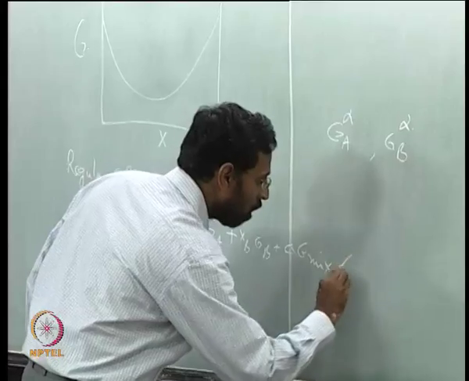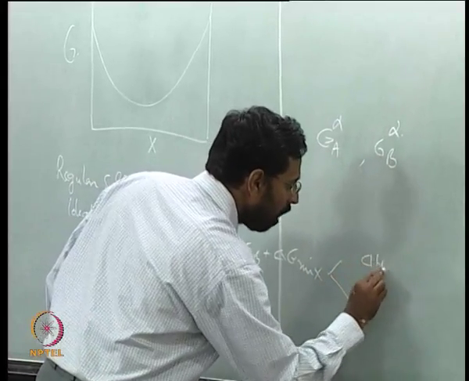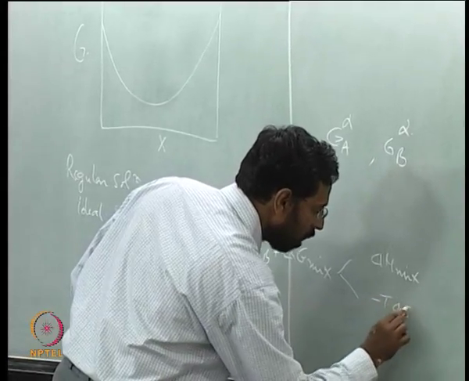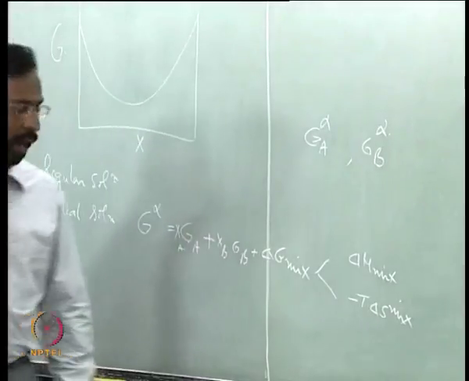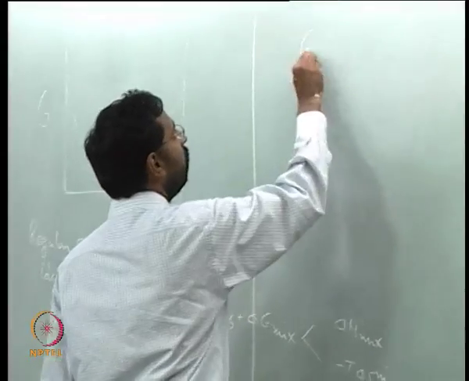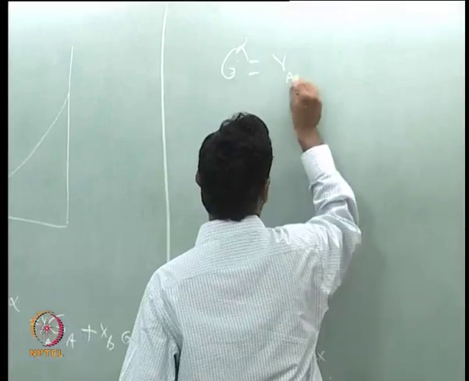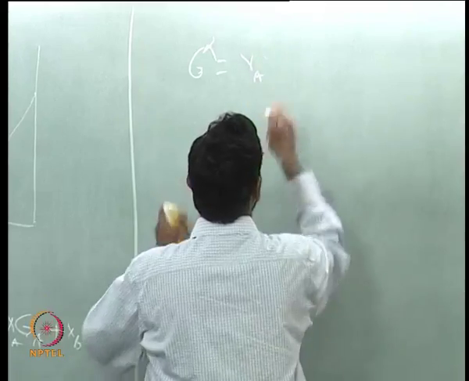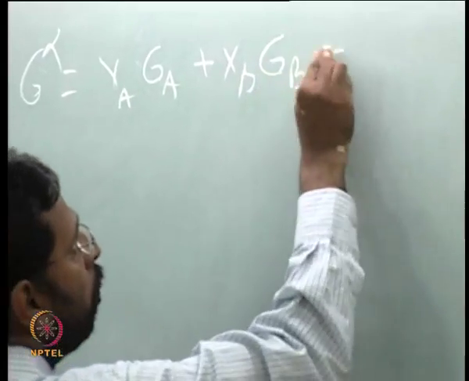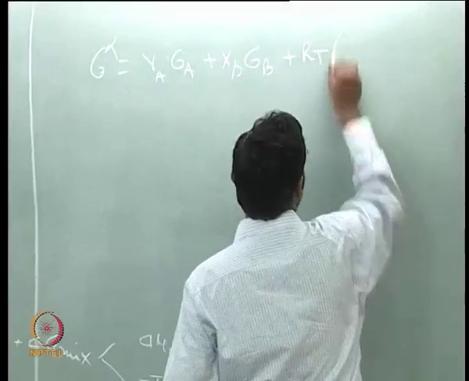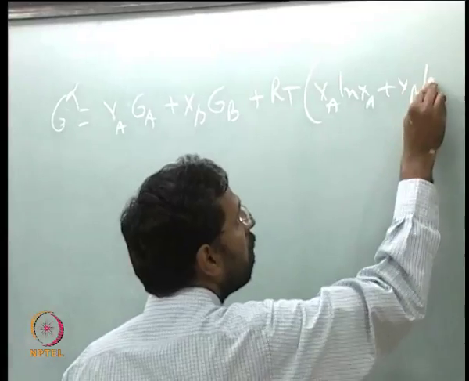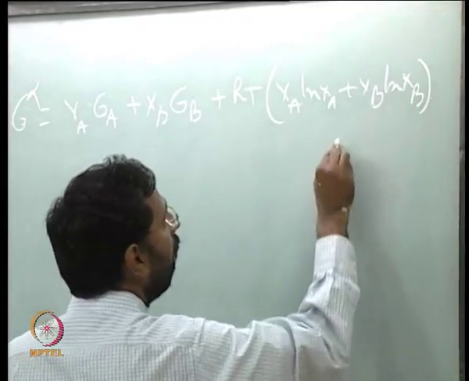This is what we wrote yesterday, and we said this delta G mixing is actually composed of delta H mixing and minus T delta S mixing. As a result, for an ideal solution we have written this expression as G alpha is equal to Xa Ga plus Xb Gb plus RT (Xa ln Xa plus Xb ln Xb). This is what it is for an ideal solution.